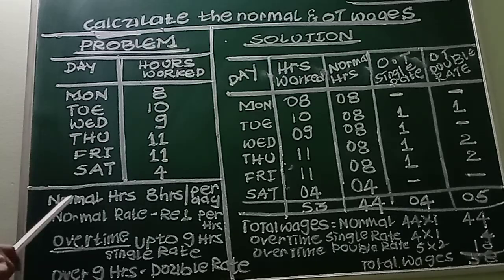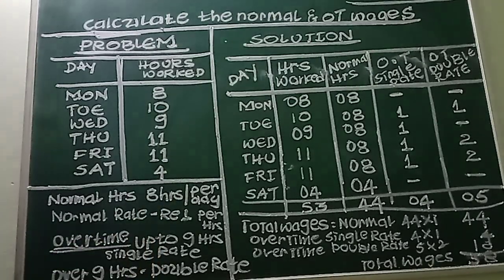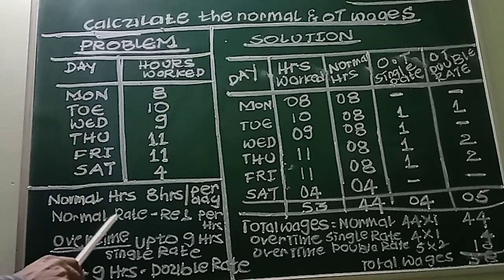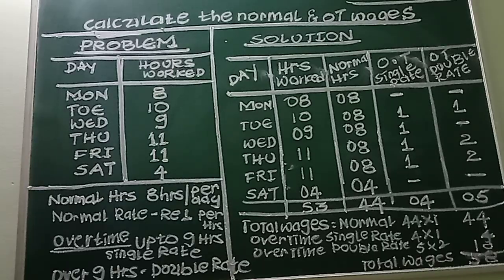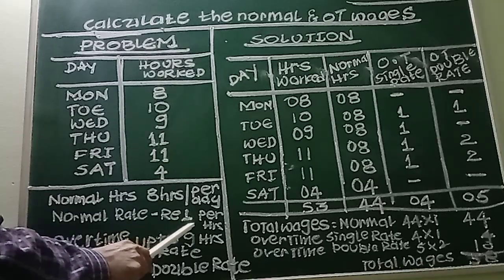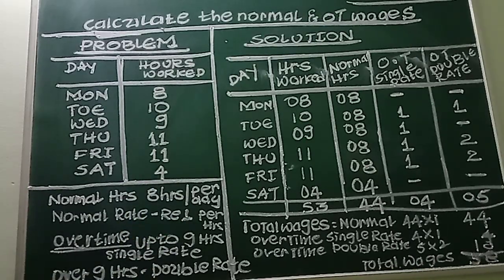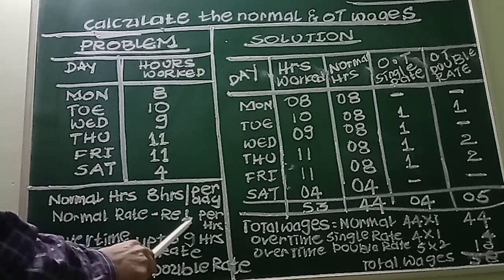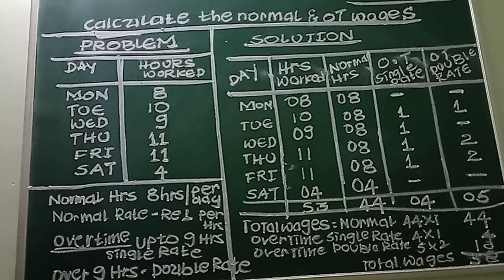Normal hours are 8 hours per day, barring Saturday, where the normal hours are taken as 4 hours. The normal rate is rupee 1 per hour. And for overtime wages, there are two slabs. Up to 9 hours, he will be given the single rate, so the single rate is 1 rupee. And over 9 hours, he would be given double rate. Double rate here means instead of 1 rupee, we will have to take it as 2 rupees.